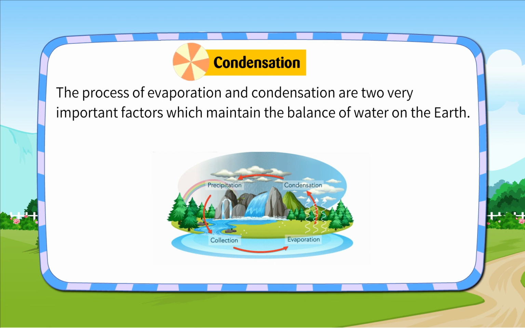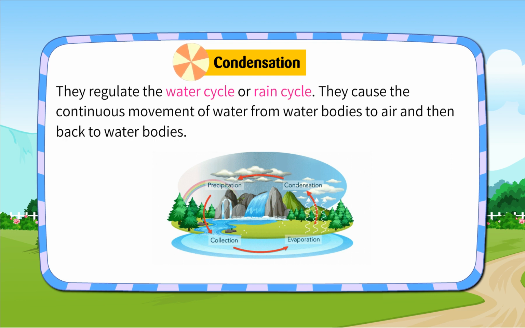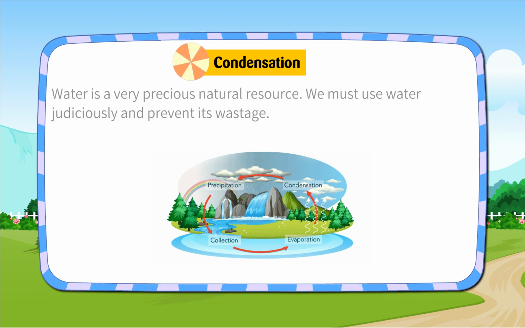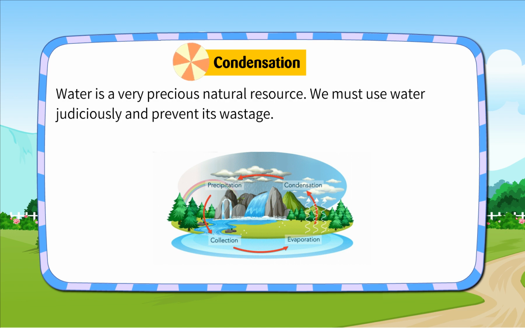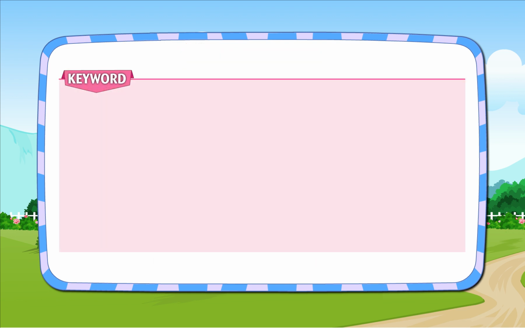The processes of evaporation and condensation are two very important factors which maintain the balance of water on the earth. They regulate the water cycle or rain cycle. They cause the continuous movement of water from water bodies to air and then back to water bodies. Water is a very precious natural resource. We must use water judiciously and prevent its wastage.